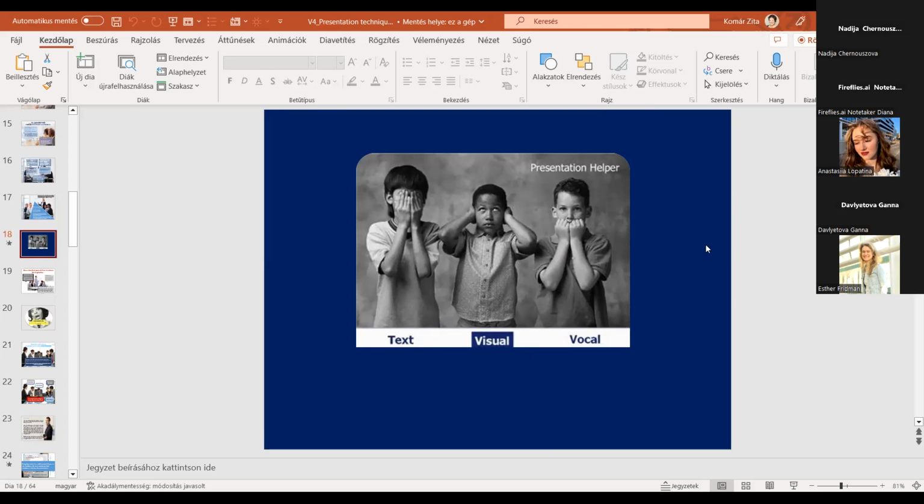And I would like to ask you to make a guess. If we have 100% as a total, how much would you give for the textual part? How much would you give to the visual part? And how much would you give to the vocal part? What do you think? I will show you later, but now I leave it up to you to guess. No guesses? Which one is the most important?